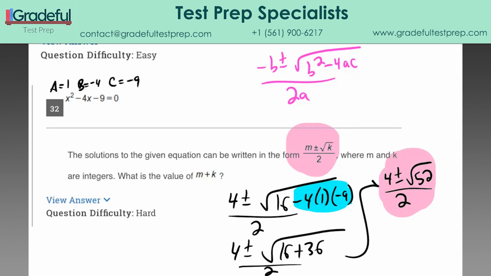That would actually be something along the lines of 2 root 13. But that would change the format and kind of mess everything up. We already have a 2 on the bottom, which is what we want. So let's just leave that there. And according to that, M is the number 4 and K is the 52 because of the positions that they're in. And if you add them up, you get 56, and that's our answer for 32.